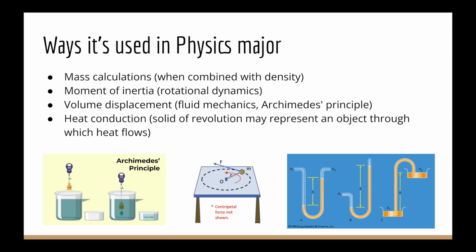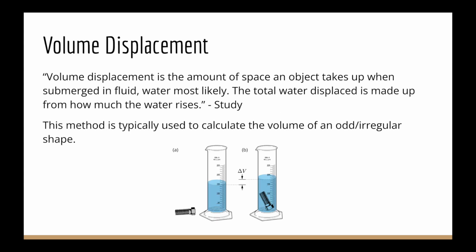And then the last example of how volumes by disk/washer method could be used in the physics major would be heat conduction. A solid of revolution may represent an object through which heat flows. This is specifically in situations where the object has symmetrical heat transfer properties, and this could be in forms of a cylinder or a cone shape.